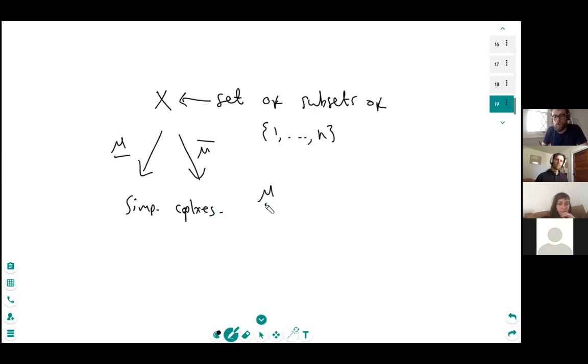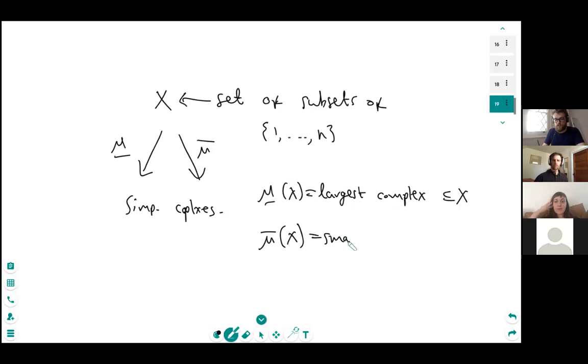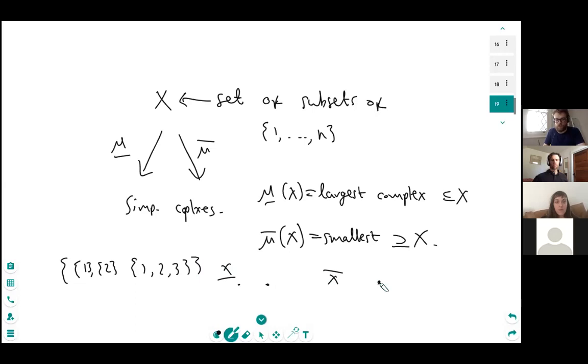How are they defined? Mu lower of x is the largest complex already in x, so the largest collection of sets contained in x that are already downward closed. And mu upper is the smallest complex containing x. So for example, if we had {1, 2, 3} and {1, 2}, suppose this was our hypergraph, then mu lower would just give us this, and mu upper would give us the simplex. I'm sorry if that wasn't actually what you were asking, but the response is yes, thanks. Okay, hopefully it was then.